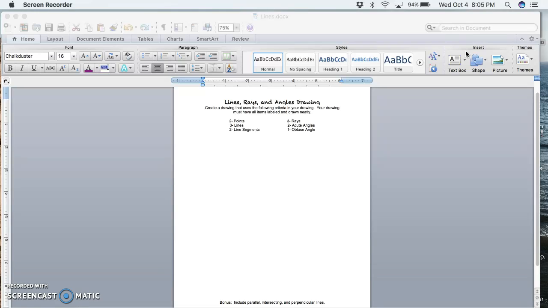Some ways to make it more accessible would be to shorten the requirements. So depending on the learner's needs, I could lessen the requirements of the drawings. Something else I could do is provide definitions or visual of each of these vocab words that they need. So they could have a resource page with what a point is and what a point might look like. Same thing with lines, line segments.